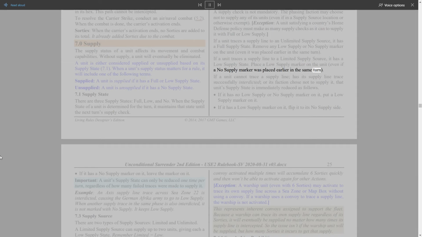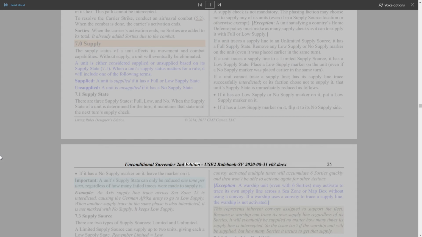If a unit cannot trace a supply line, has its supply line trace successfully interdicted, or its faction chose not to supply it, that unit's supply state is immediately reduced as follows. If it has no low supply or no supply marker on it, put a low supply marker on it. If it has a low supply marker on it, flip it to its no supply side.